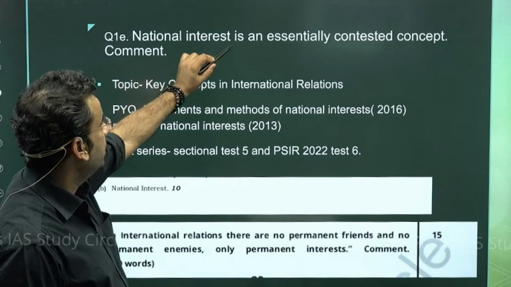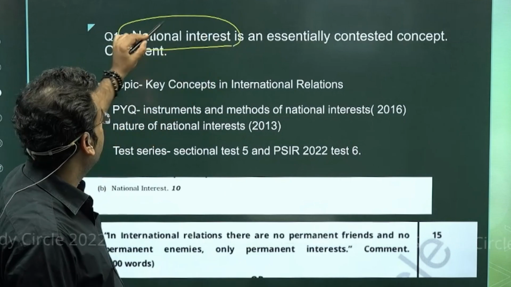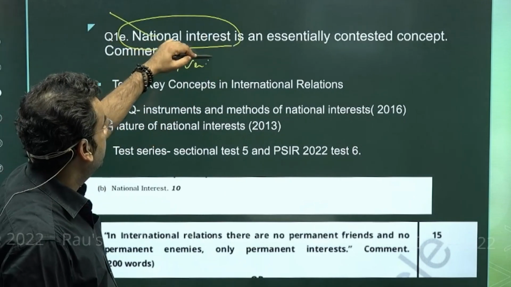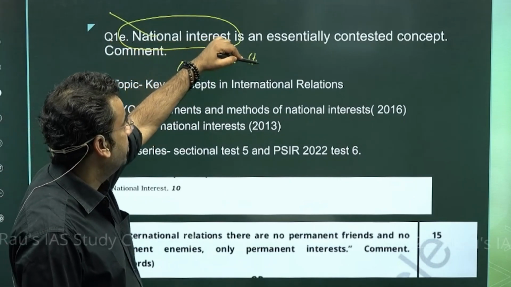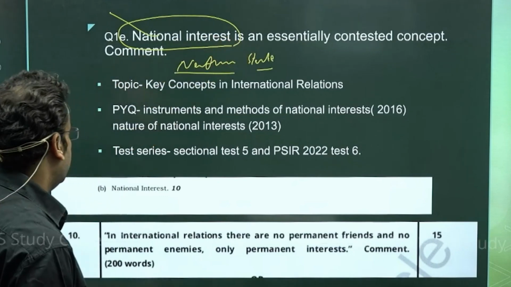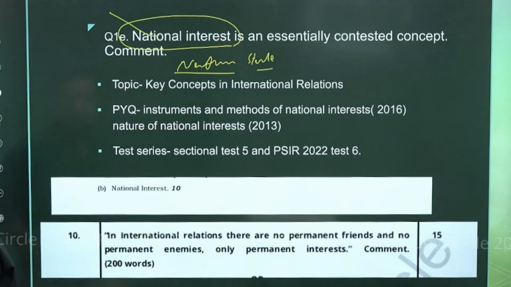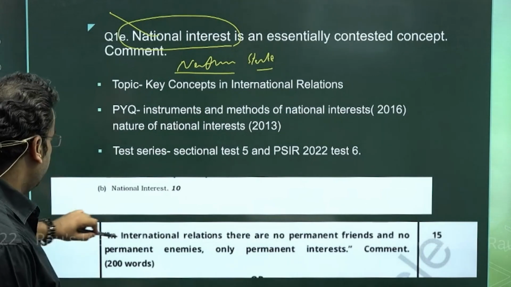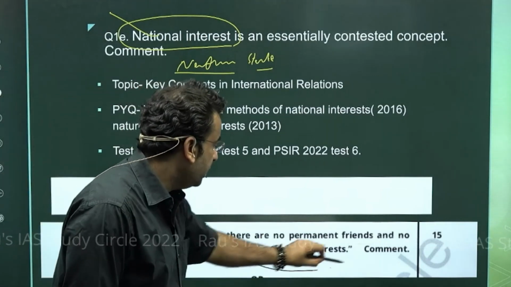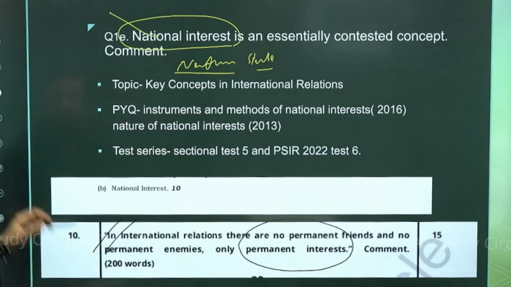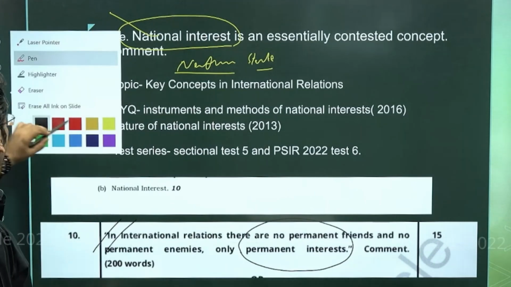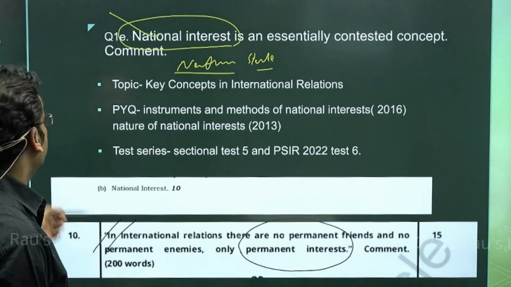Very easy question. National interest, essentially contested concept. I hope all of you do understand the difference between nation and state. Okay. Only permanent interest. Why? Because national interest changes. Right? Core interest, other interest. So, a direct question.